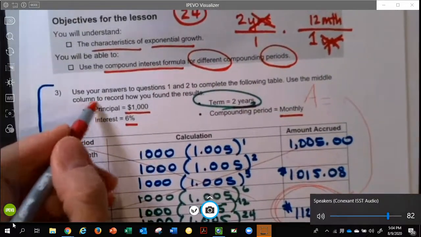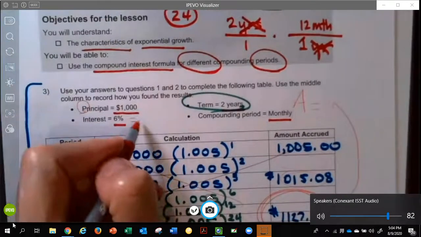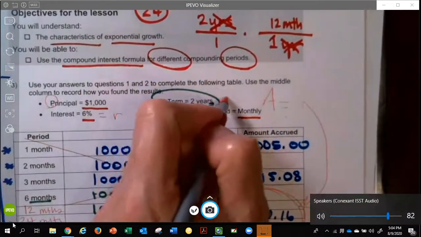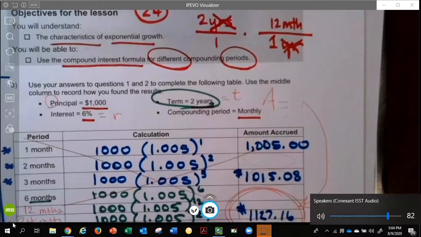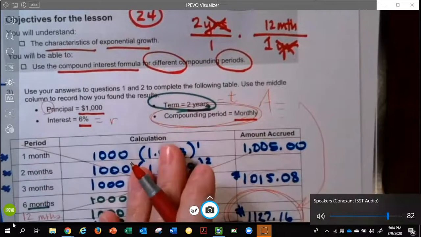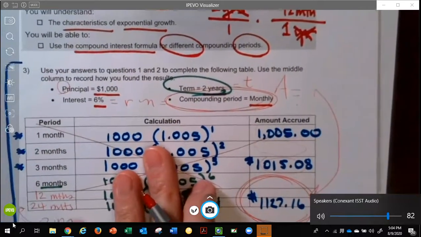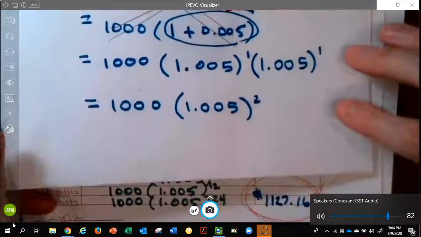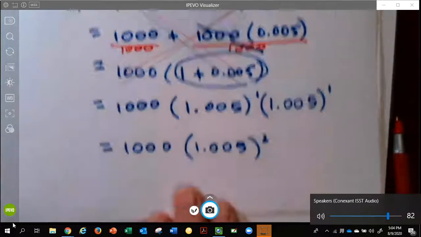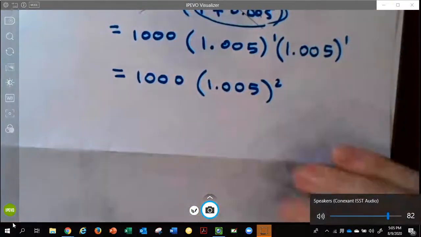So in our formula, we definitely need P for principal. Our interest, we're going to call it like we did in the last lesson, R. It's a rate. Our term, that's still going to be our T, our time, in years. But then we got this new guy, a compounding period, and we're going to call it N. So let's back up and look at what we did here. Let me just unfold my paper. So let's see if we can come up with a formula from here.